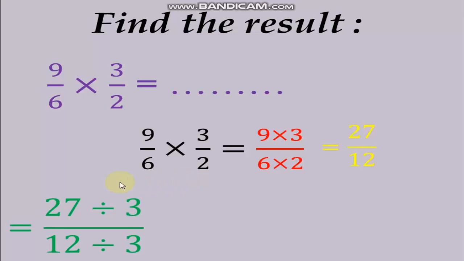Step number 2. Put the fraction in the simplest form. 27 and 12 are divisible by 3. 27 divided by 3 equals 9. 12 divided by 3 equals 4.